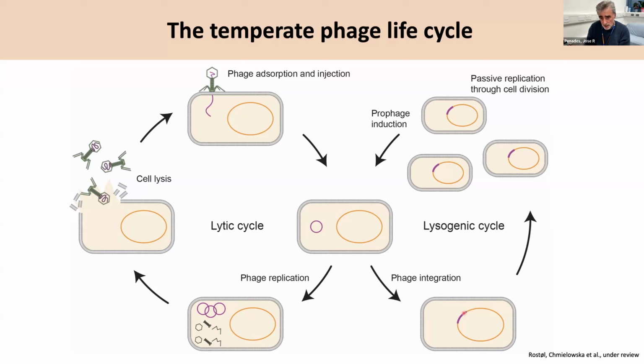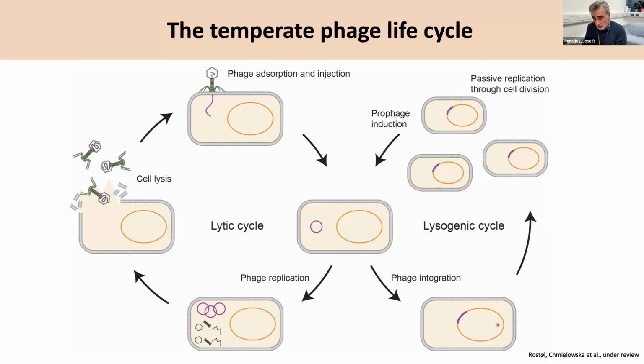These phages will replicate with the bacterial chromosome, but sometimes they can be induced, for example when the bacteria feel some kind of stress, and go into the lytic cycle. So temperate phages have what we call the lytic cycle or the lysogenic cycle.